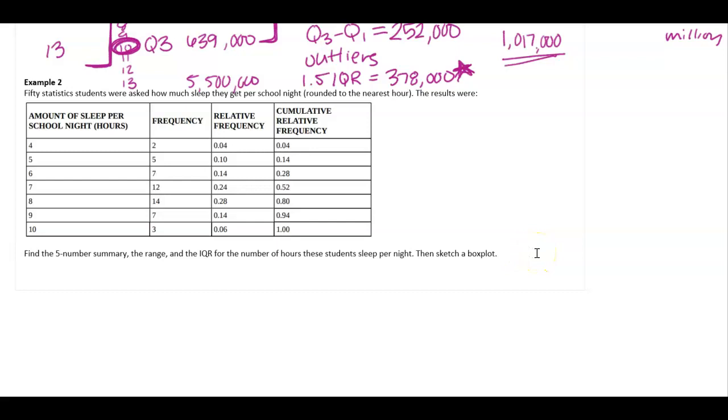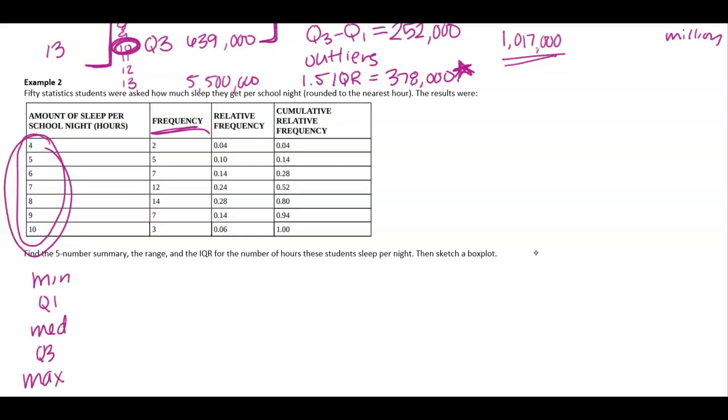50 statistics students are asked, how much sleep do you get per night? And we have a range of 4 to 10. Now this is our variable, 4 to 10. And then we have a frequency distribution. Therefore, our 5-number summary, min, Q1, median, Q3, and max, might have to be approximated based on what we see here in our cumulative frequencies. So I know our min is 4 and our max is 10.